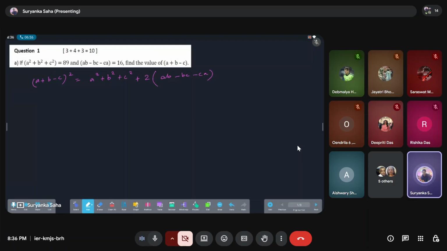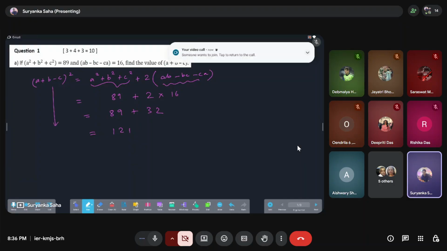Now this much value is given, so a square plus b square plus c square is 89. So up to here it is 89 plus 2, this value is also given, it is 16, and it is 89 plus 32. If you add this up it will be 121. So that's the value of a plus b plus c whole square. Okay.